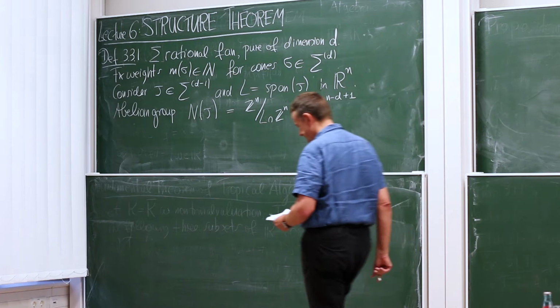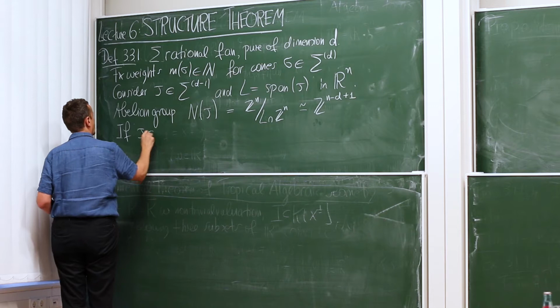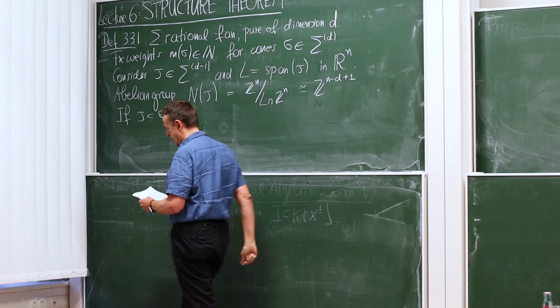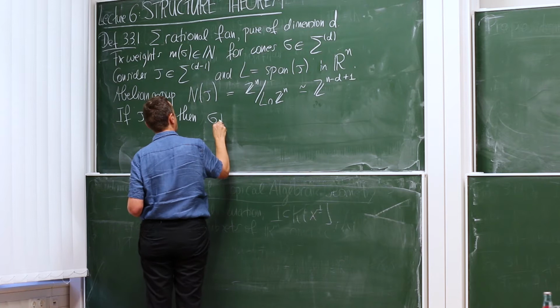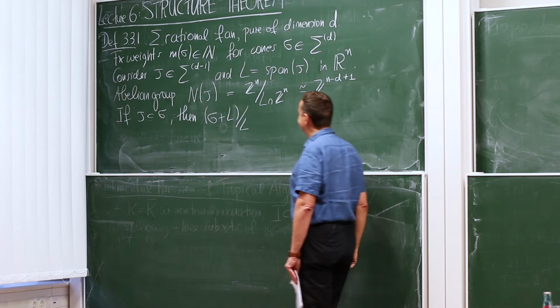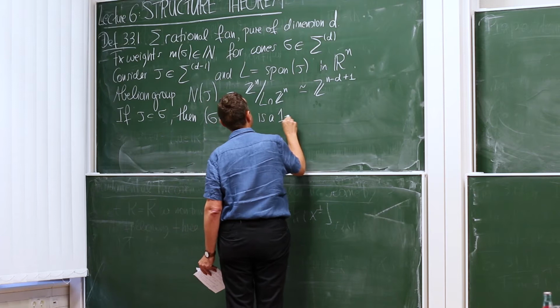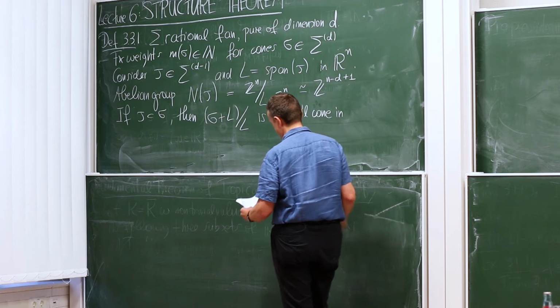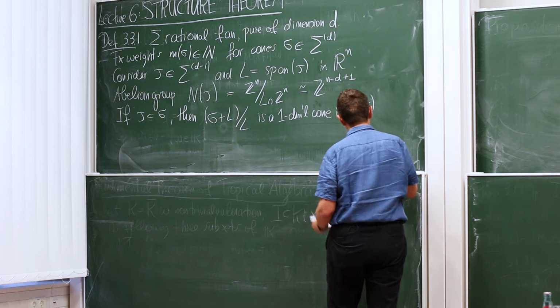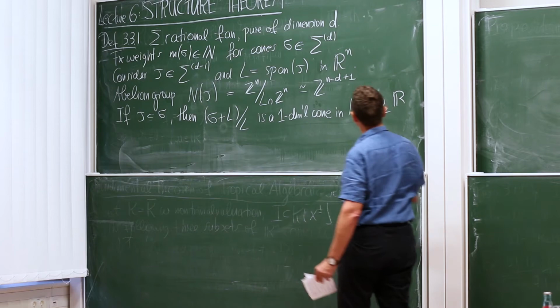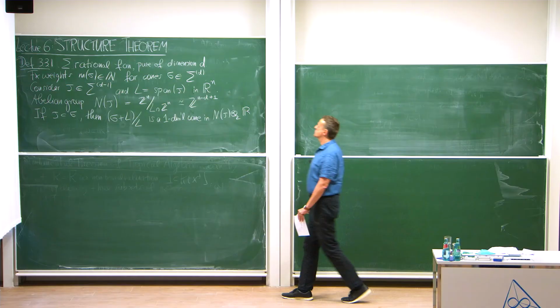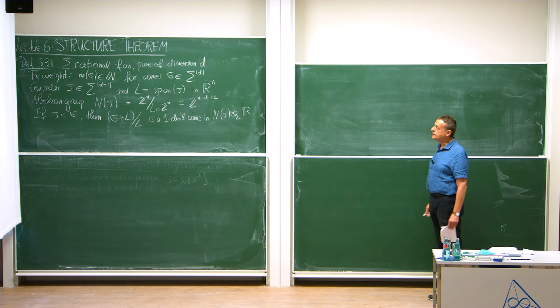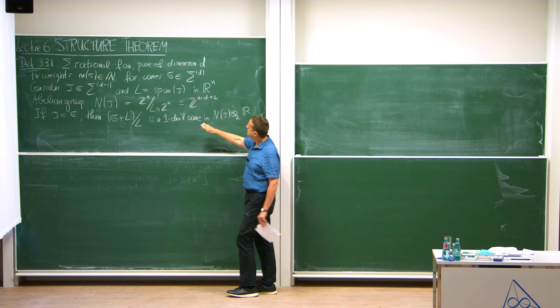Now suppose that tau is in sigma. Okay, so tau is dimension d minus 1, sigma is dimension d. So then we can look at sigma plus L mod L. Well, what's that? I claim that's a one-dimensional cone in the aforementioned space. Right? So N tau, but let's turn it into a vector space by tensoring with R. So this is the associated vector space. So I claim that's just a ray. That's a one-dimensional cone in this R^(n minus d plus 1).